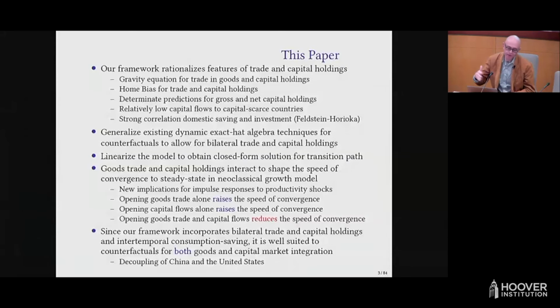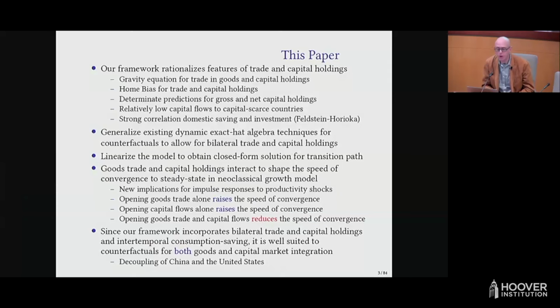And then as I was highlighting a moment ago, one of the key centerpieces of the framework is we can use it to think about things like what will be the effect of a decoupling between the US and China. And one of the key predictions that comes out of our model is if you want to understand the answer to that question, it's really important whether you're in a world where both goods and capital markets are open or you're in financial autarky and trade autarky.